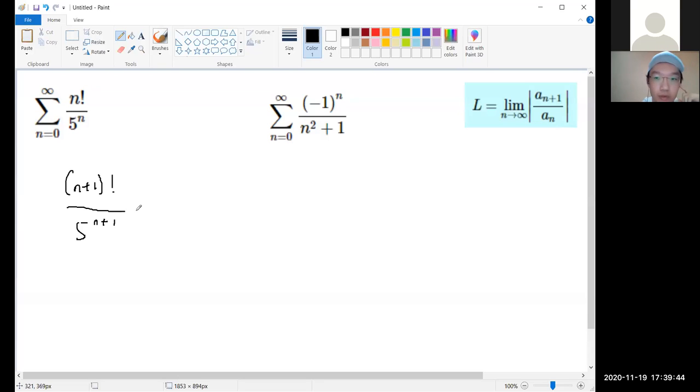And then we're going to divide that by a sub n. So that's multiplying by the reciprocal. So that's n factorial. All right. And then we just want to simplify this. So let's see how we can do this.